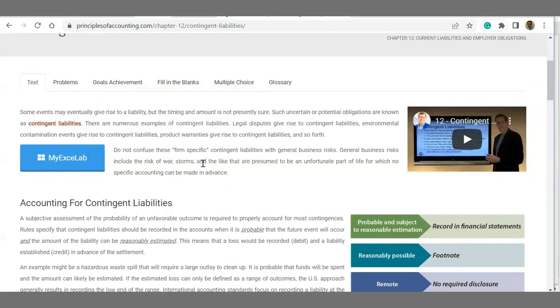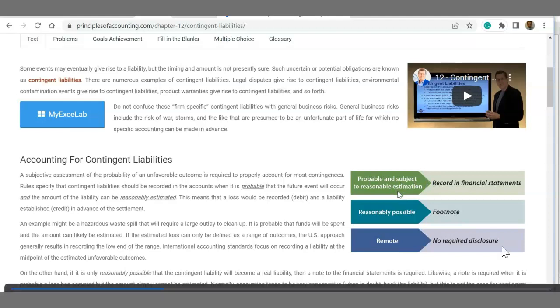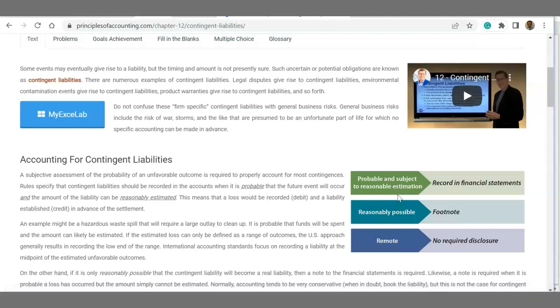In order to record a contingent liability, it depends what the situation is. If it is probable and subject to reasonable estimation of the total liability, that means it is probable and estimable. If those two scenarios are checked out, then you have to record the contingent liability in the financial statements. You have to do a journal entry for that.